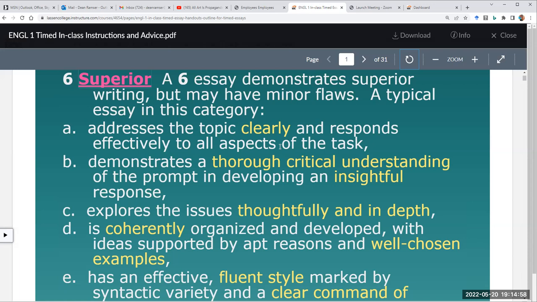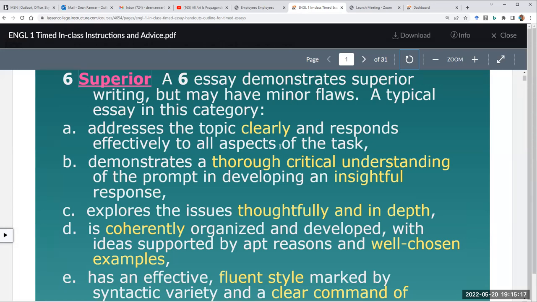A superior essay is going to demonstrate a thorough critical understanding of the prompt in developing an insightful response. So a thorough critical understanding is going to be a position that has specifics and details, not "I agree, it's a really good idea," which doesn't tell us anything about the topic or how you feel about it. So you need to be specific.